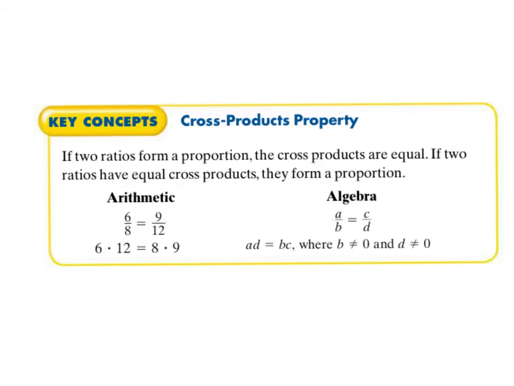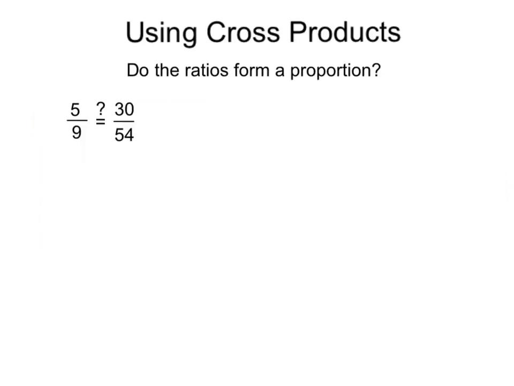The key concept to remember for the cross products property: if two ratios form a proportion, the cross products are equal. If two ratios have equal cross products, they form a proportion. Now let's try using cross products. Do the ratios given form a proportion? We have 5/9 and 30 over 54.